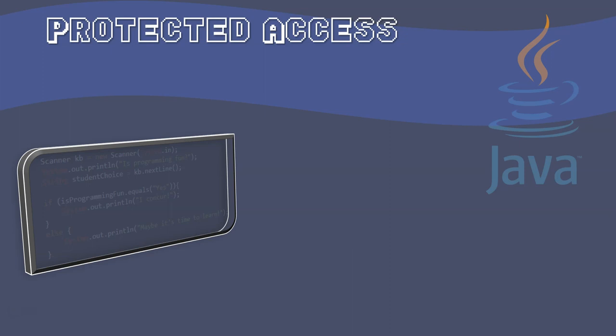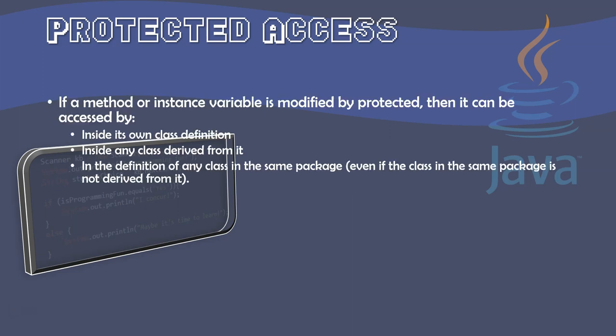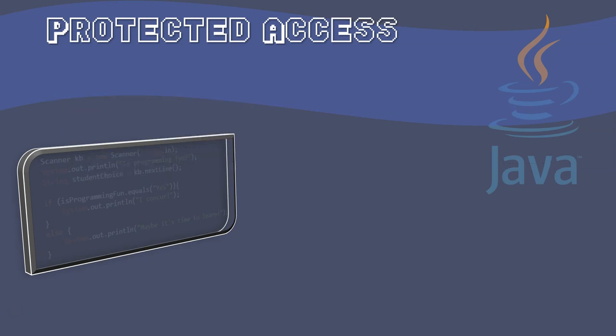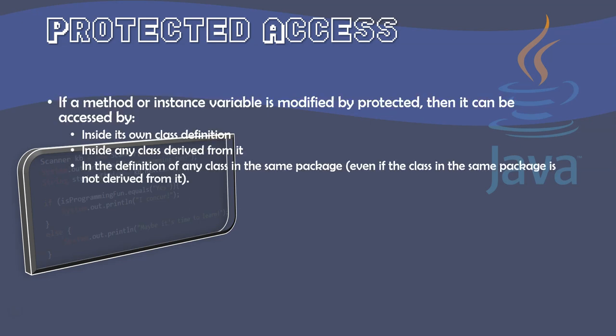Now, let's first start with protected access and take a good look at what this means and how it's different from, for example, public access. If a method or instance variable is modified by the keyword protected, then it can be accessed, first off, inside of its own class definition, so it makes sense, it's inside the class, therefore you can get to it.